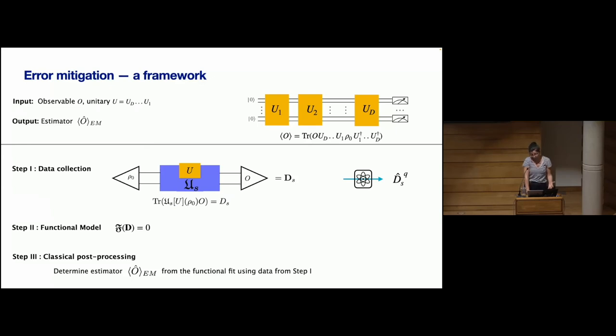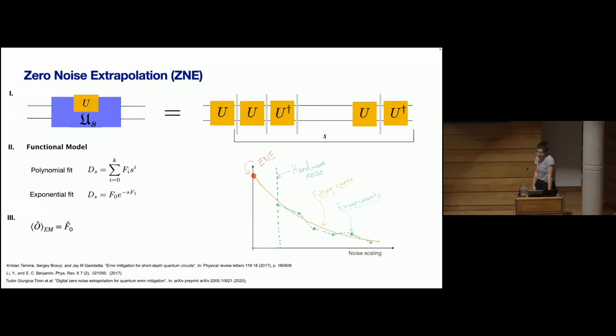Okay, so let's look at an example of a method that's quite common, and it's been developed at the same time by two different groups. This is zero noise extrapolation, and it relies on the idea that you cannot decrease the level of noise, but you can find ways of increasing it by introducing identity insertions. So you compute expectation values at various levels where the noise has been scaled, and then you extrapolate back to a zero level to produce an error-mitigated estimator.